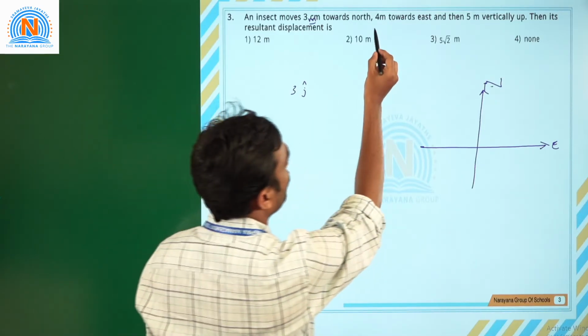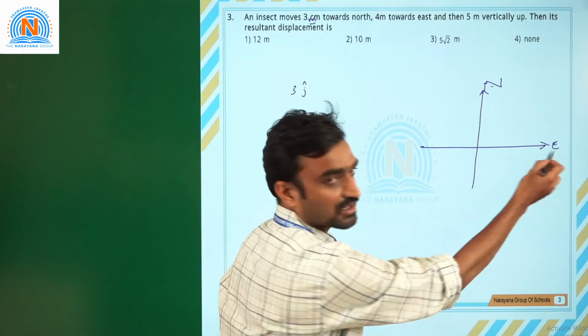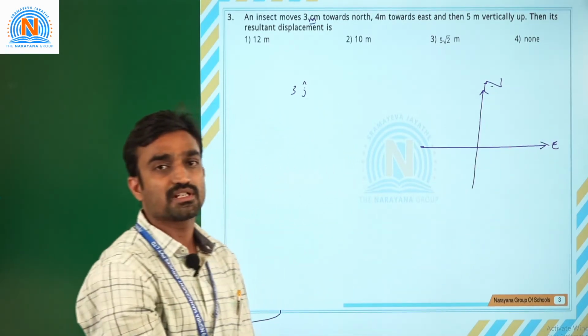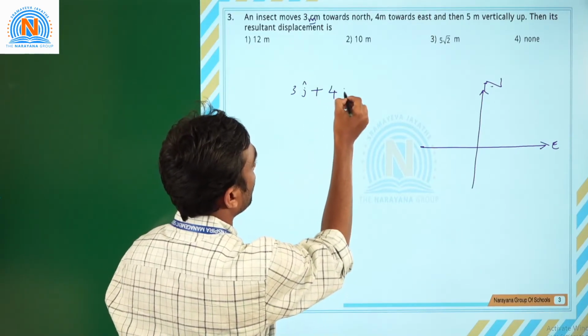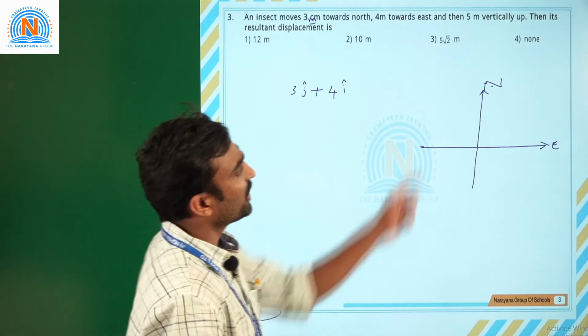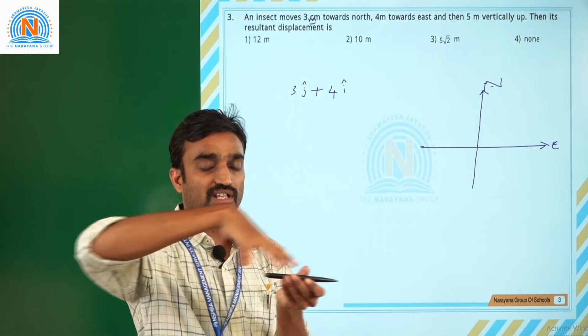Now it moves 4 meters towards east. That is in this direction, that is along x axis. That can be represented as i cap, so that can be written as 4i cap. Now 5 meters vertically up. 5 meters vertically up means an insect is moving in this plane.